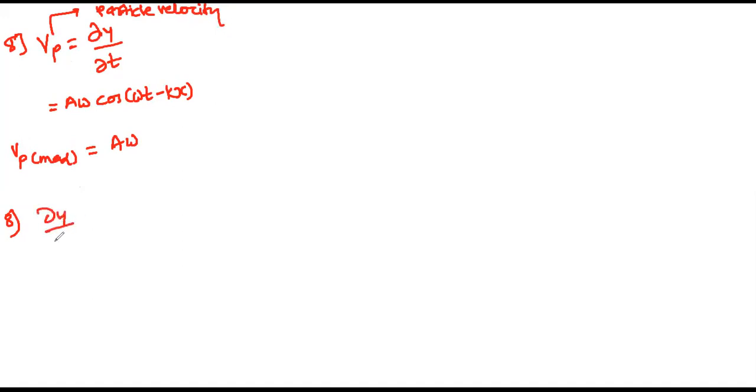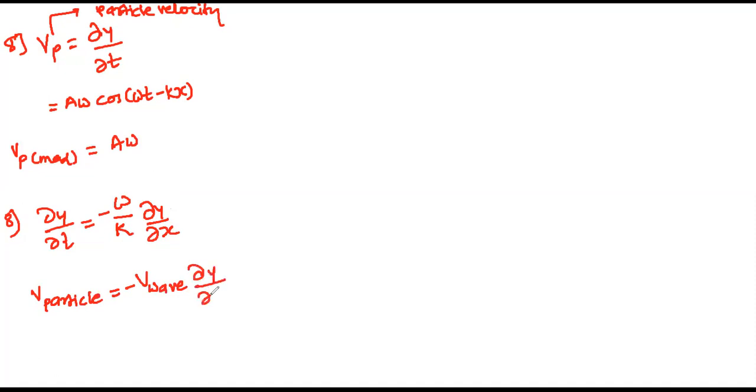∂y/∂t is equal to minus ω/k into ∂y/∂x. So v particle is equal to minus v of wave into ∂y/∂t.